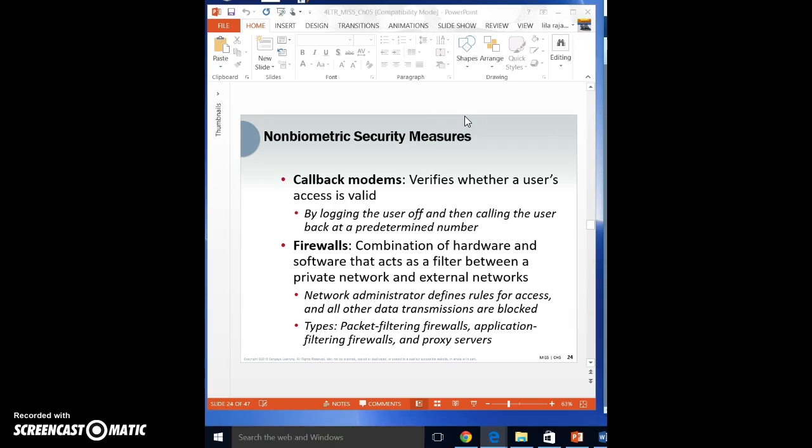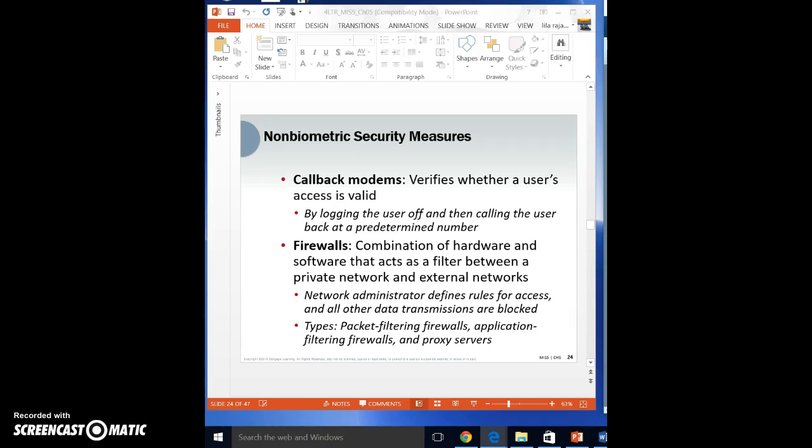Now let's talk about non-biometric security measures. There are three main non-biometric security measures. One of them is callback modem, the other one is firewall, and the other one is intrusion detection system. What is a callback modem? A callback modem verifies whether user access is valid by logging off the users from the system. This method is useful for companies which have a lot of employees who work off-site and need to connect via remote locations. The other one is firewall.